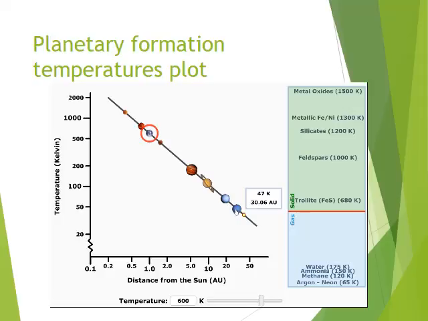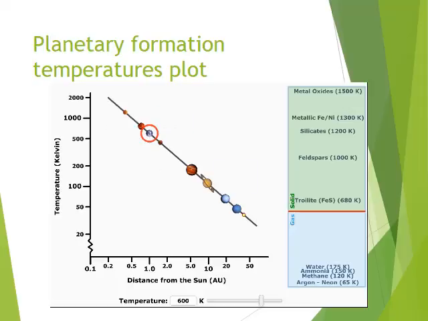And one thing you'll notice on this graph is that as you get farther away from the sun, the temperature at that location is much colder, which again makes sense. When you're close to a campfire, it's warm. As you get farther and farther away from the campfire, it gets colder. Now, why is this important? Because in the early solar system, what we see here are some of the temperatures.